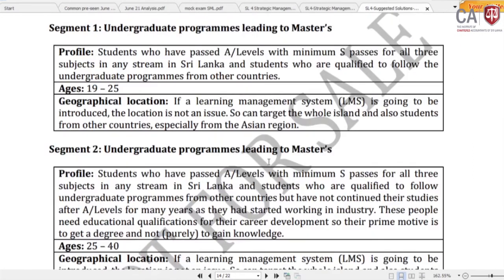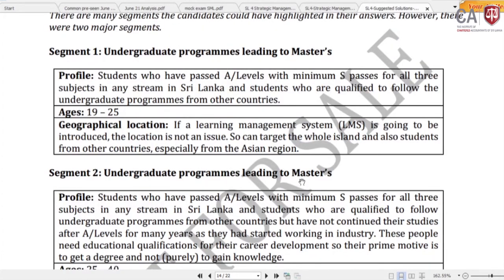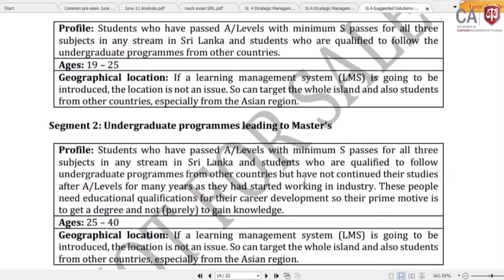We will look at segment 2, undergraduate program leading to masters. The profile is different. Students who have passed A level with minimum S passes for all three subjects in any stream in Sri Lanka, and students who are qualified for undergraduate programs from other countries, but have not continued their studies after A level for many years as they had started working in industry. These people need an educational qualification for their career development, so their prime motive is to get a degree and not to gain knowledge. The age group is different here: 25 to 40. The examiner has identified two different age groups, first 19 to 25, then 25 to 40.